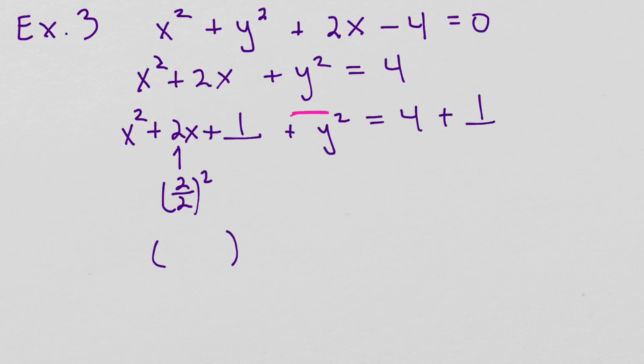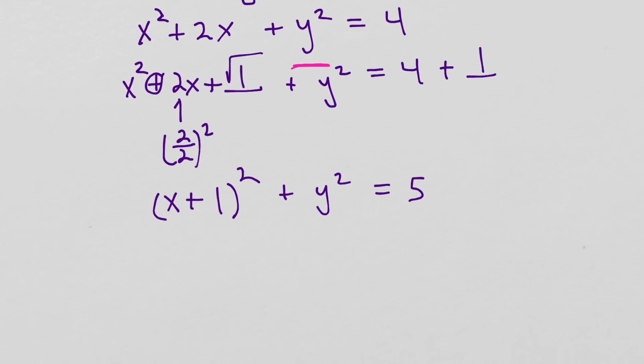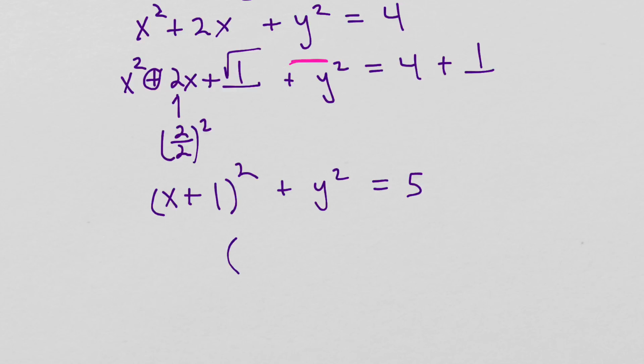So then I'm ready already to write the perfect square trinomial in factored form. So x plus square root of 1. Nothing happened to change the fact that I only have a y squared. And now I have 4 plus 1, I have 5 over here. All right, so now if I write my center, I've got the opposite sign, -1, but I've got no translation in the y. So this is my center here.